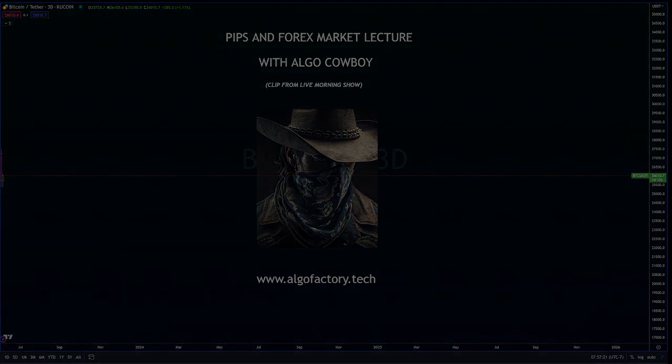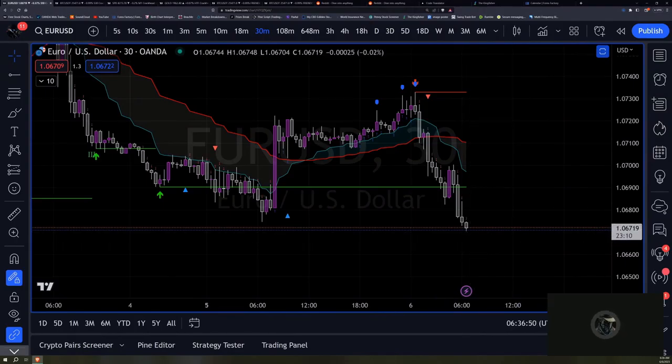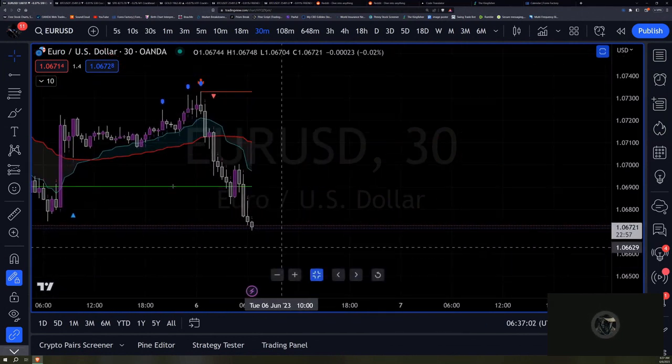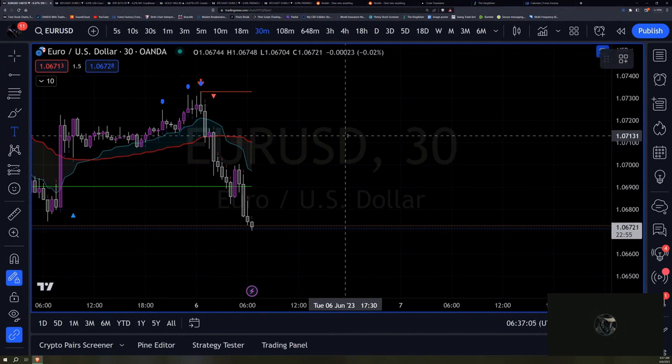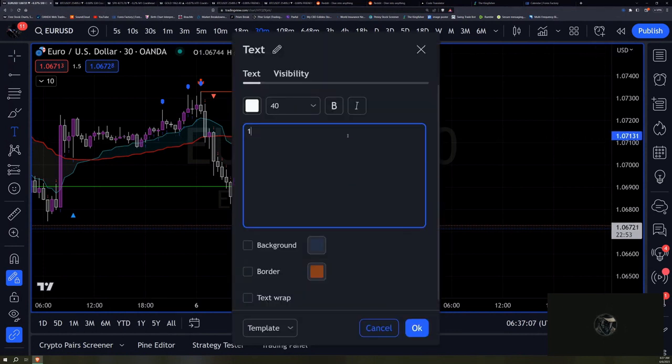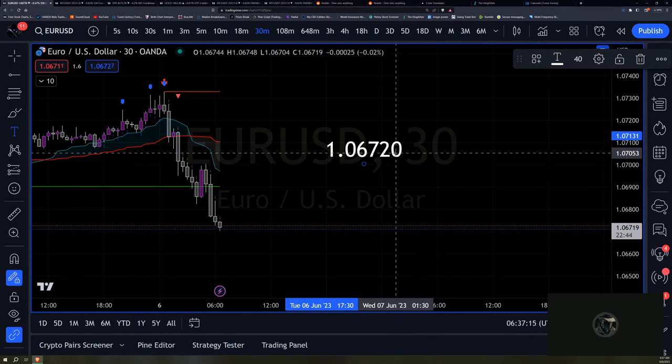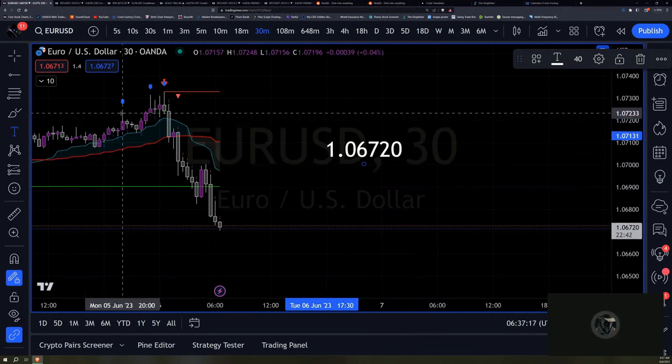Right now, the euro is worth $1.06 and some change. $1.06720 approximately right now. Okay, so let's go ahead and type that out. 1.06720. So that's the price right now, more or less. It keeps fluctuating. What is a pip?